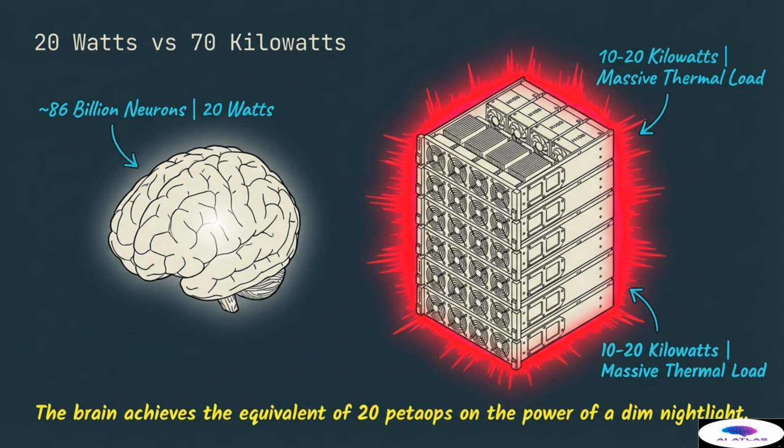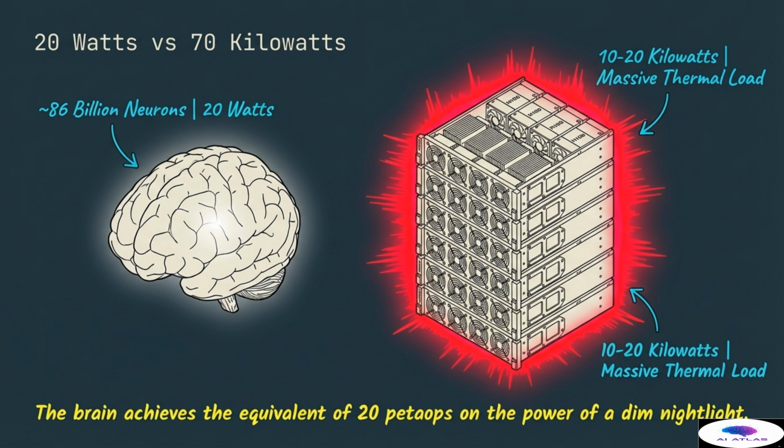Let us look at the sheer scale of efficiency when we compare a human brain to our modern server racks. The human brain contains roughly 86 billion neurons and operates on a mere 20 watts of power. That is roughly the energy needed for a dim nightlight. Yet, it achieves the equivalent of 20 petaops of computational power. Now, look at the server stack on the right. To reach even a fraction of that complexity, we are burning through 70 kilowatts of power.